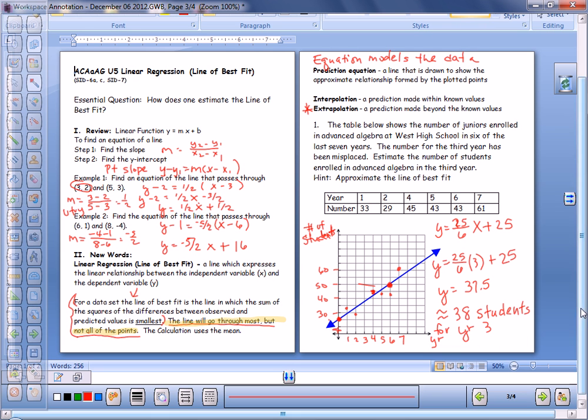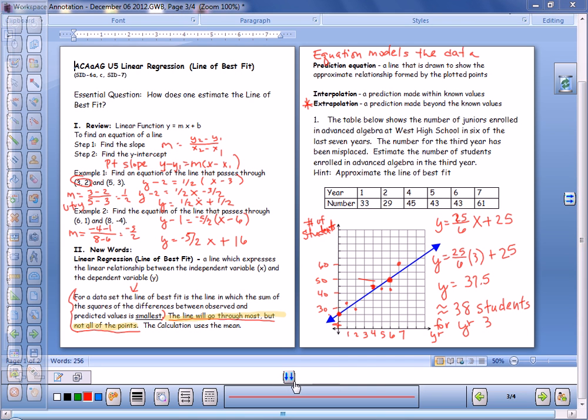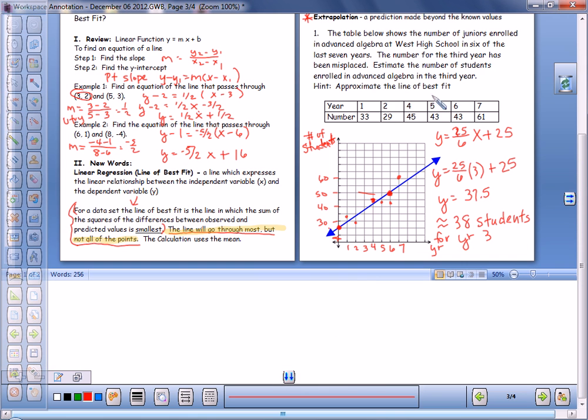Okay, so on that one we did some interpolation where we looked inside the data we were given. Now let's do some extrapolation. What if I asked you to predict year 10? What would be the number of students enrolled in this class in year 10? Well, same thing. Plug in 10 for x.